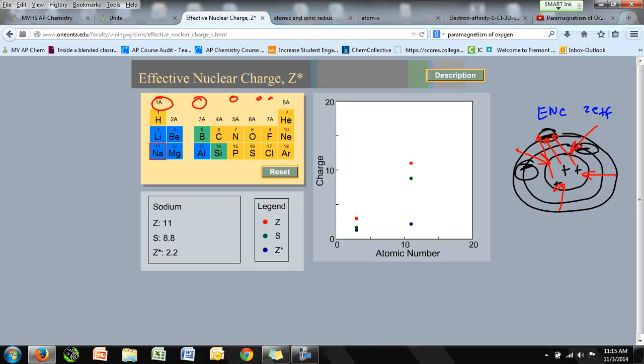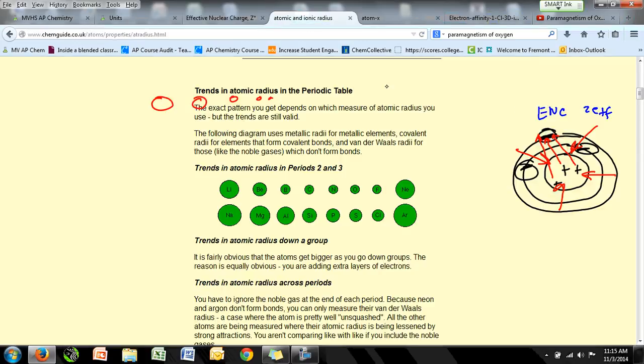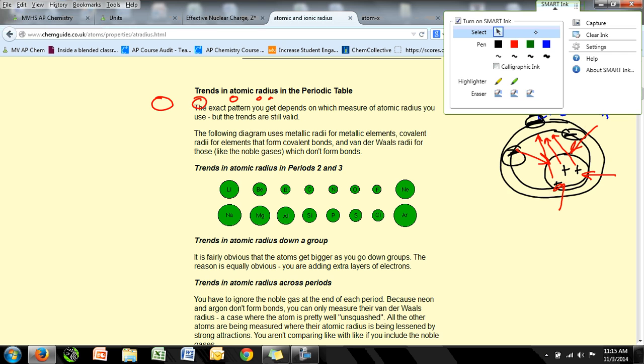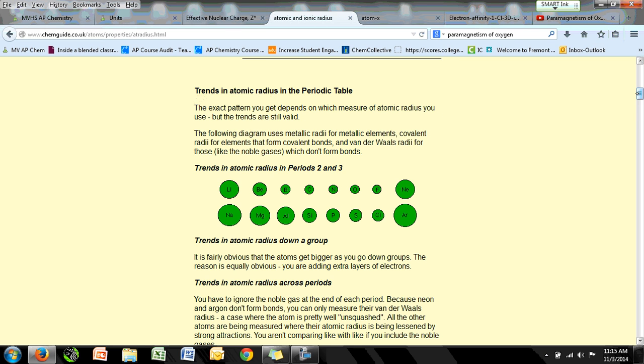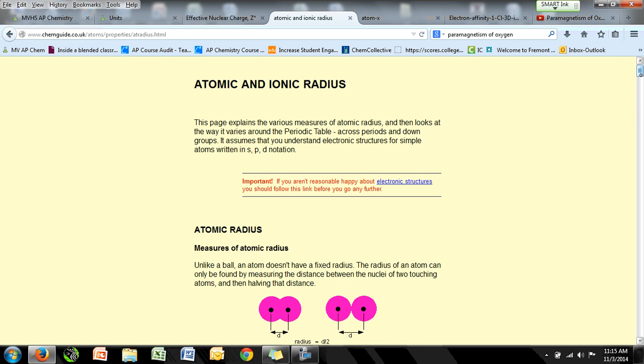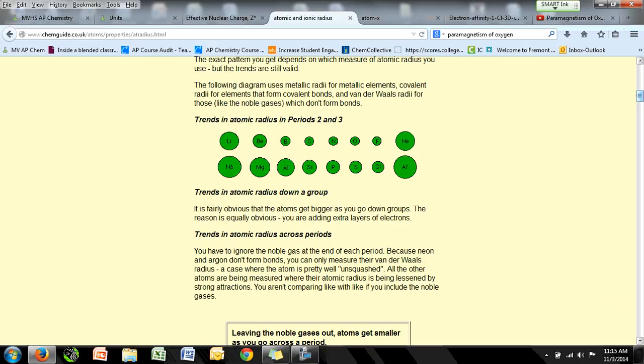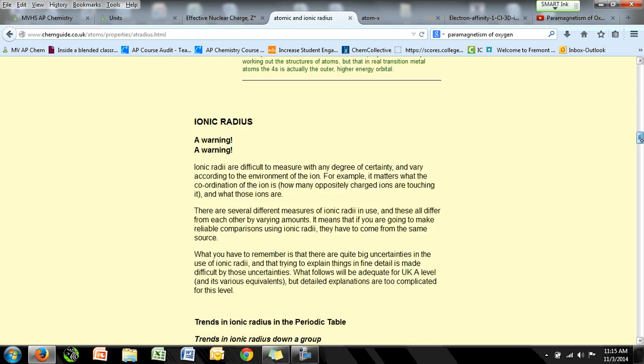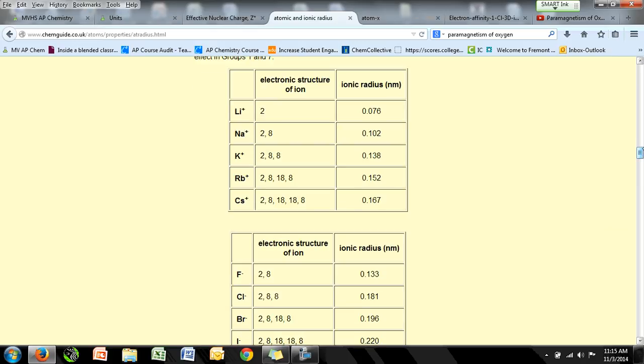This other one is showing you the atomic and ionic radius. Atomic radius refers to the size of an atom, while ionic radius refers to the size of a cation or anion. If you look at atomic radius, it decreases across a period and increases down a group. And ionic radii follow the same trend.